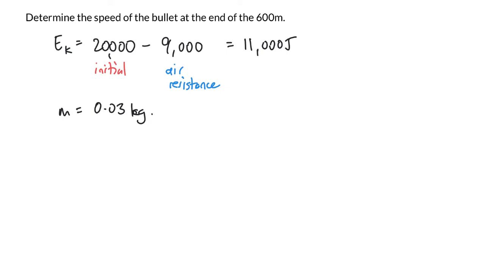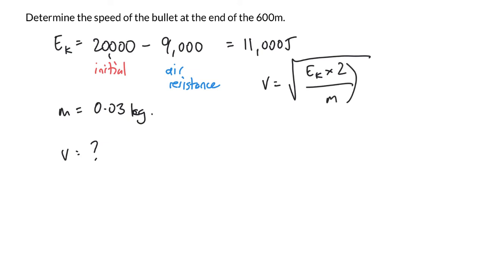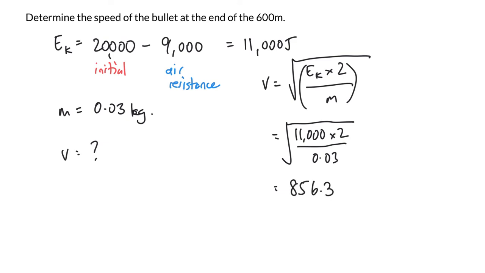0.03 kilograms. But now we have to work out its new velocity. The velocity will equal the square root of EK times 2 divided by m, which is 11,000 times 2 divided by 0.03, all square rooted. And that will equal 856.3 meters per second.